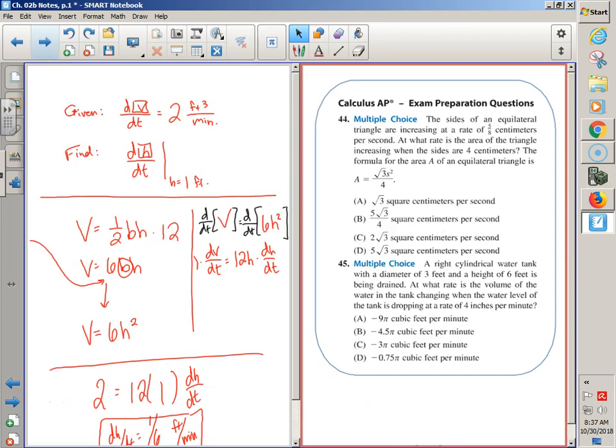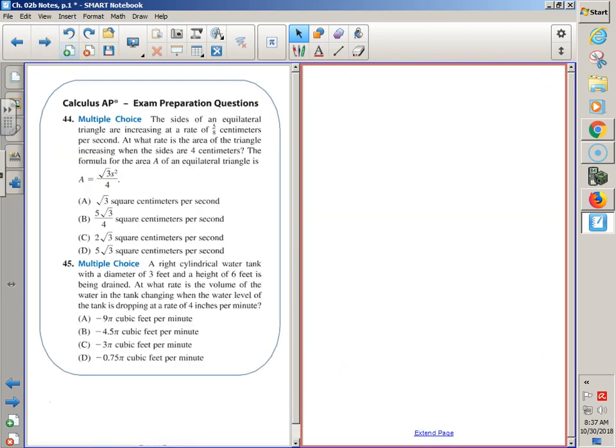Does anybody have a question on 44? Anybody have a question on 45? Okay. So not too many, so I'm not going to take tons of time, but I will peek at it for a second.